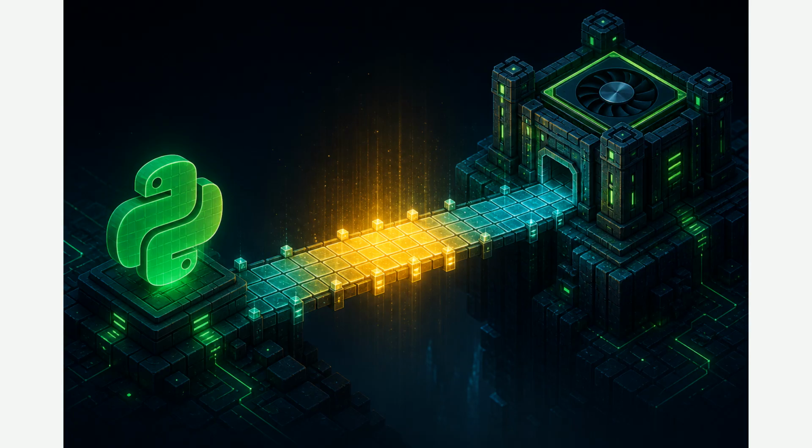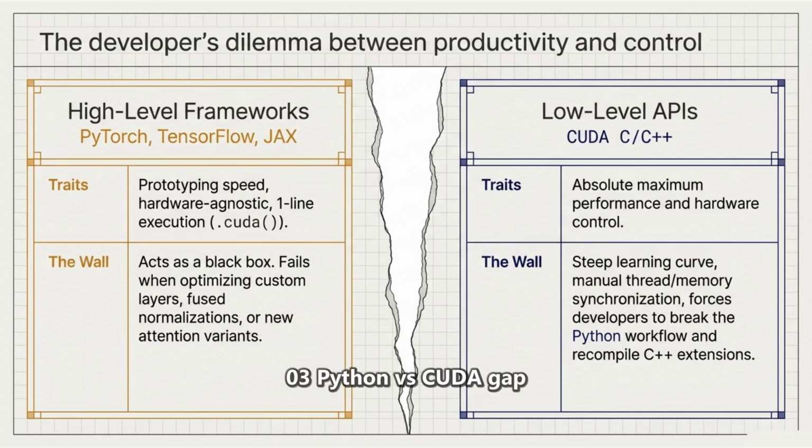The central gap is clear. Python frameworks maximize speed of development, while CUDA maximizes control. Moving directly from one to the other can break your workflow and slow iteration. Triton exists to bridge this exact gap by letting you write custom kernels in a Python-first style.